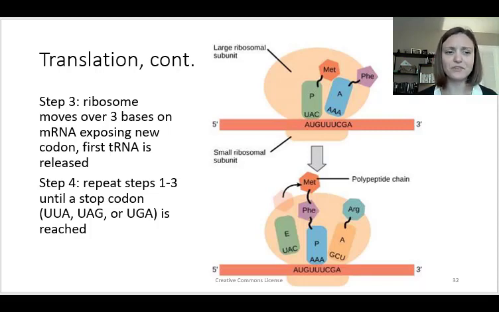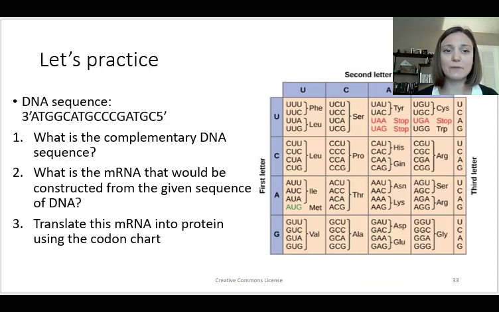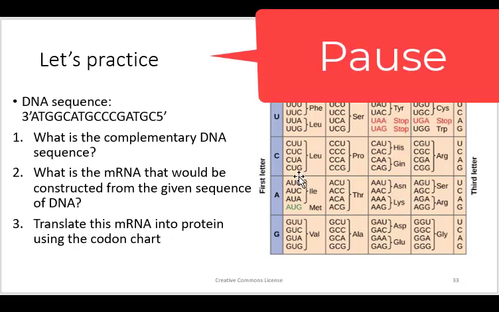Okay, so let's practice. So let's say we have a DNA sequence right here. I want you to pause the video real quick, and I want you to see what is the complementary DNA sequence. I want you to write that down. Don't forget your 3' and your 5' ends. How would you transcribe this DNA sequence right here up top into an mRNA? Okay, so transcribe this DNA into an mRNA, and then that mRNA that you create, translate that into protein using this chart right here. Okay, so go ahead and pause.